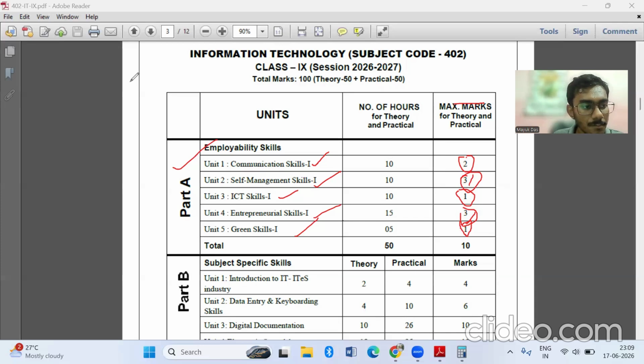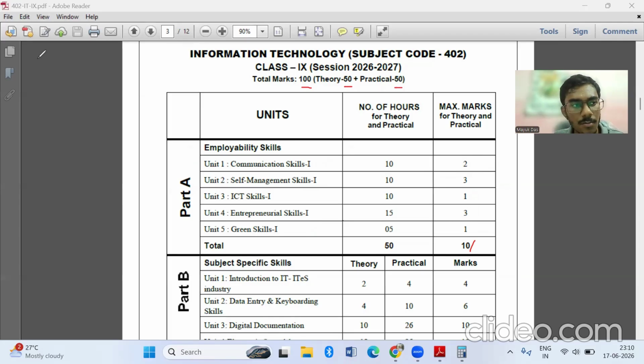So basically, a total of 10 marks will be there for part A, and you have to understand total marks first of all. My total marks is 100, and among 100, 50 is theory and the other 50 is practical.